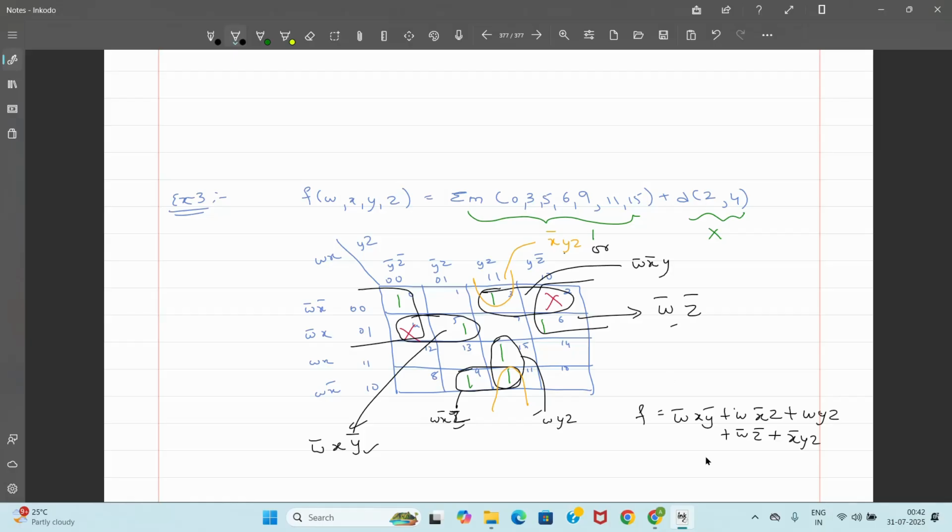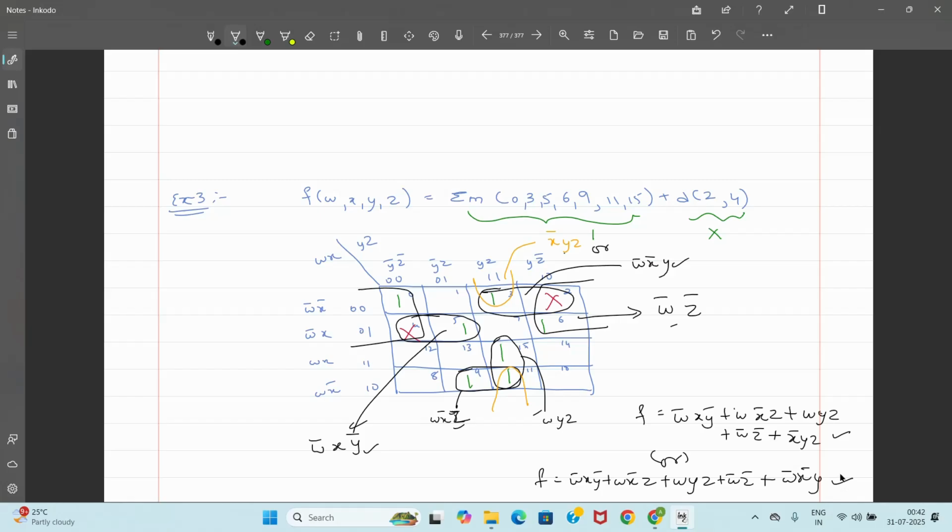If I take this, the remaining four terms are fixed. The fifth term was this. Or the other solution will be W bar X Y bar plus W X bar Z plus W Y Z plus W bar Z bar plus, I'll take this group. Depending upon which of these two options you have taken, you will get either this answer or this answer.